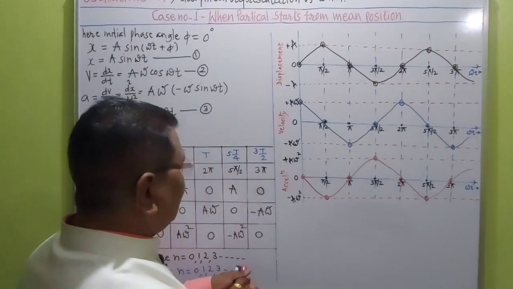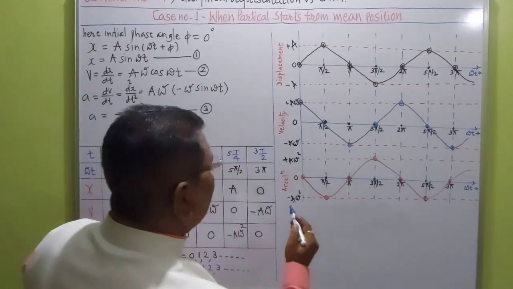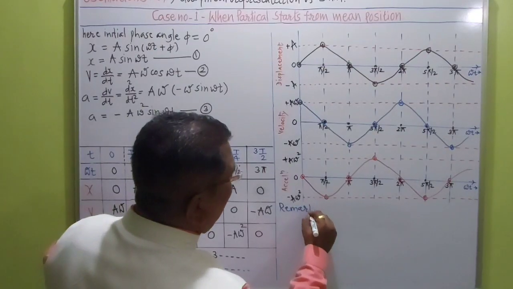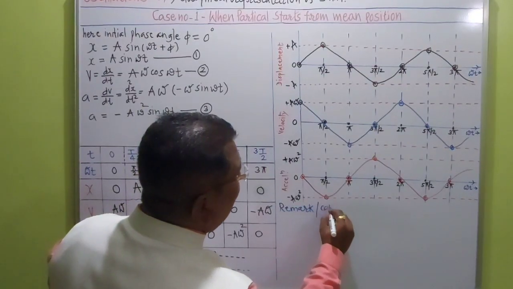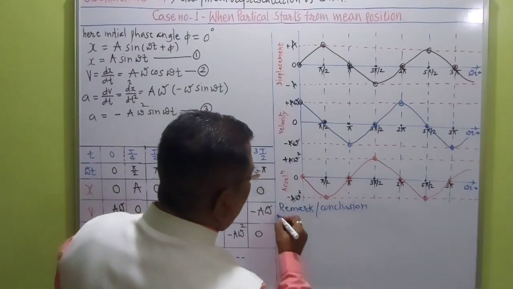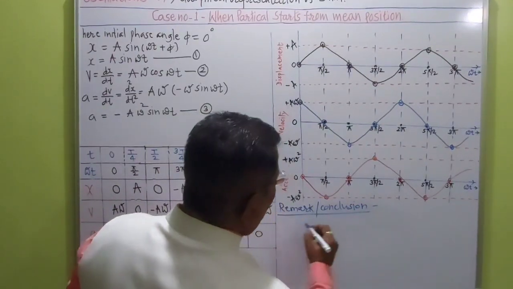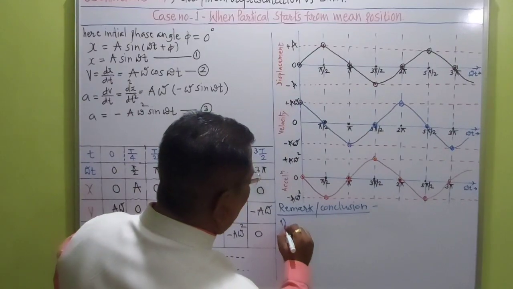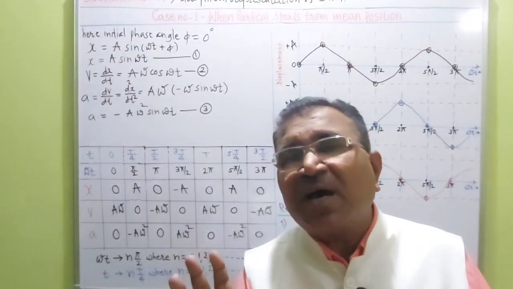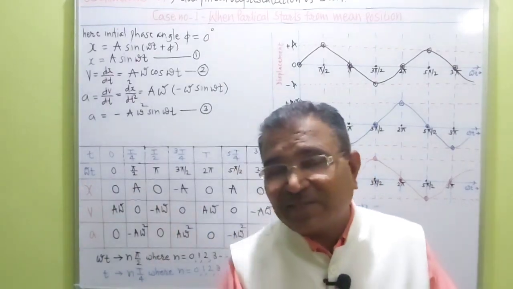We will write here, see, remark, or we can say that conclusion. What conclusion we got? Number one, the first conclusion we got is all the curves are periodic in function.